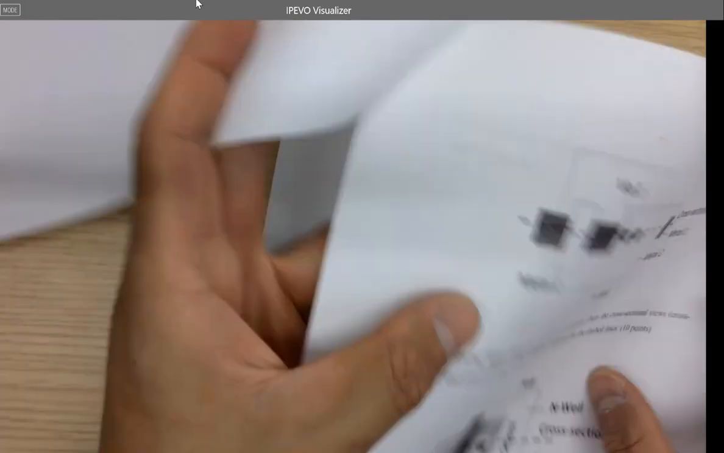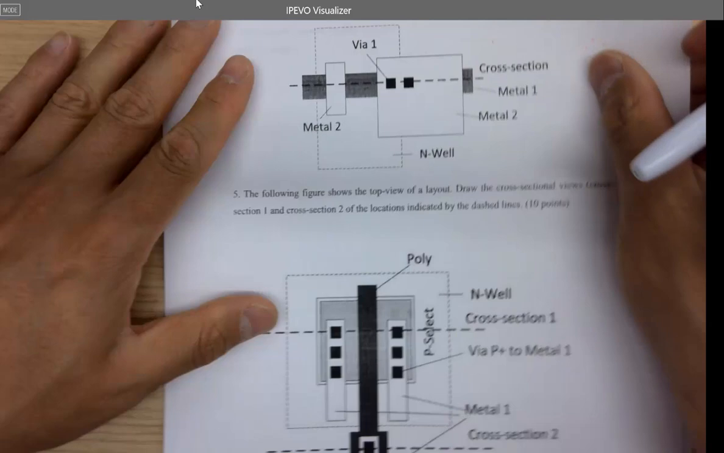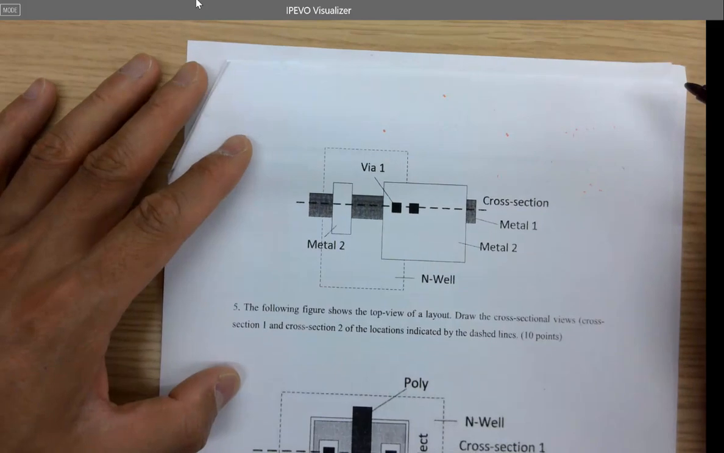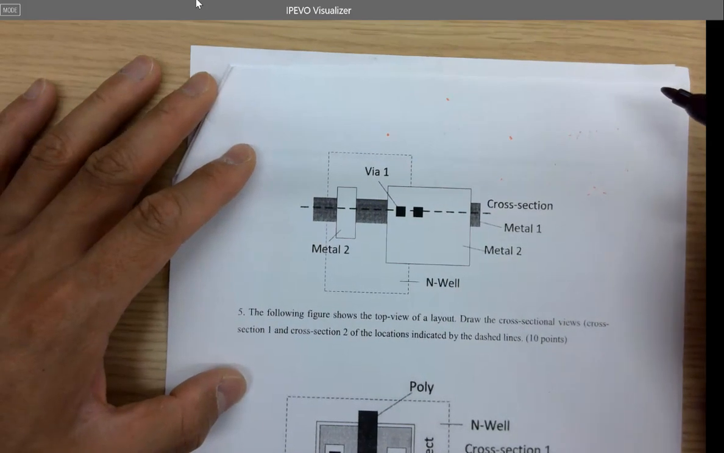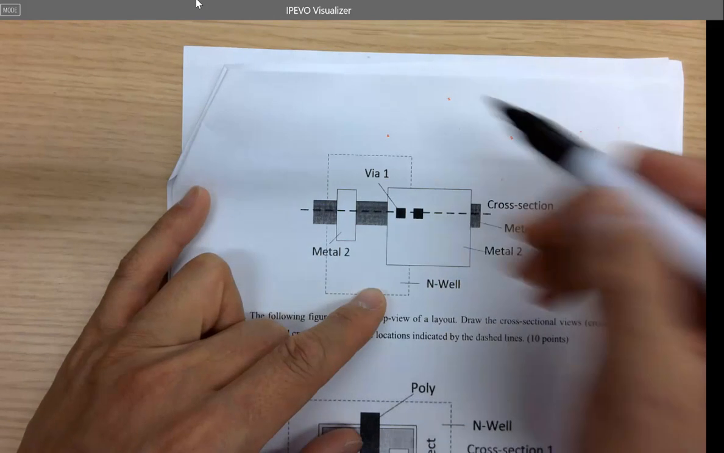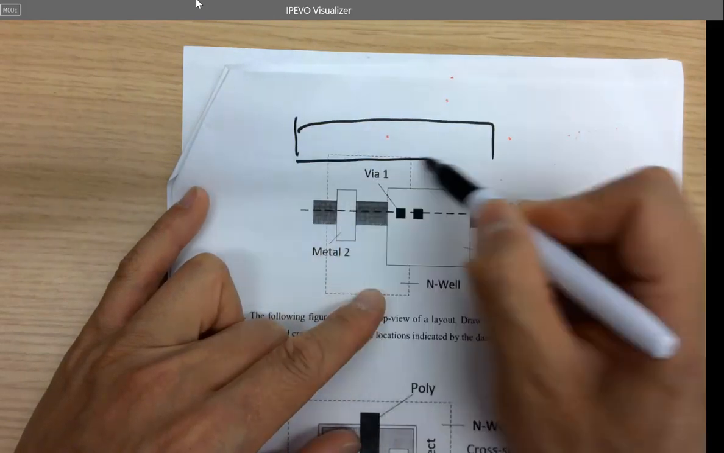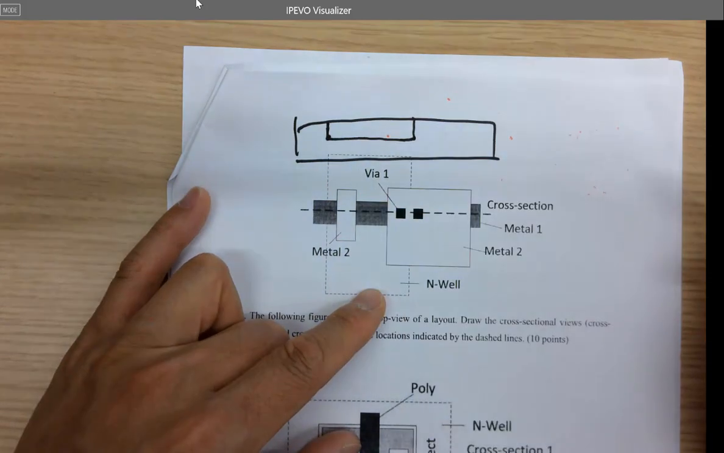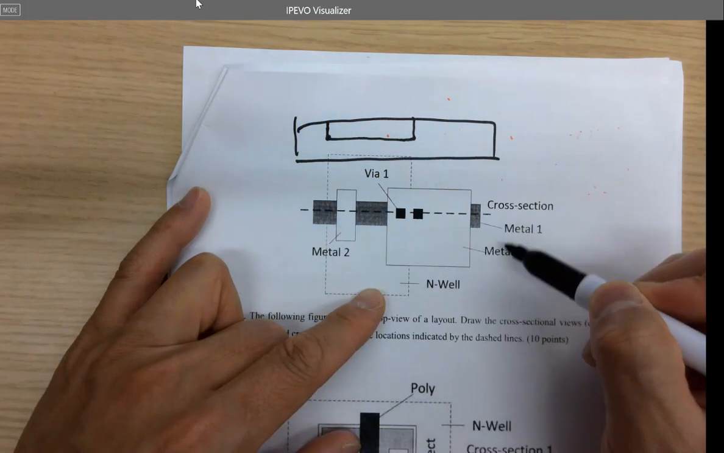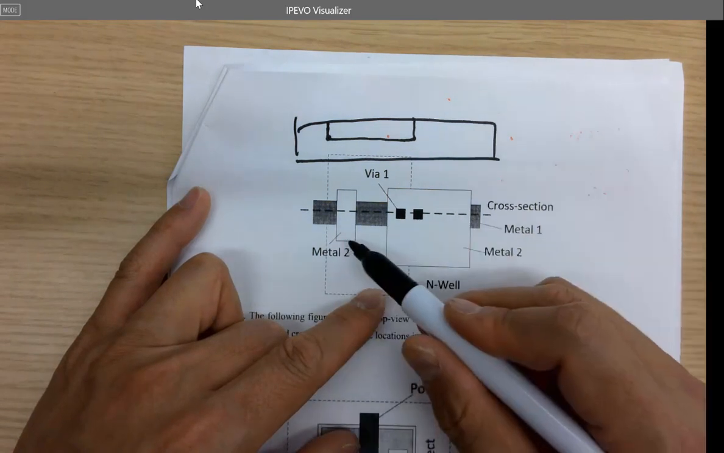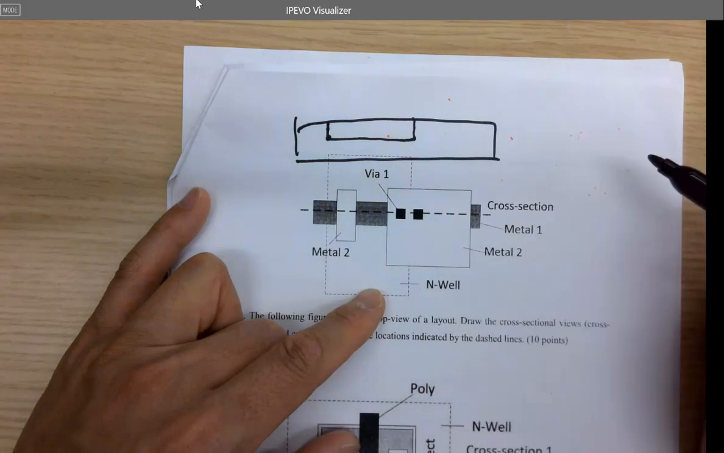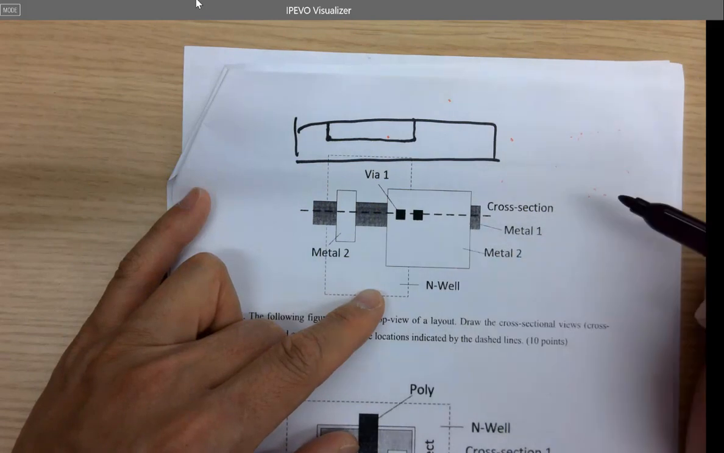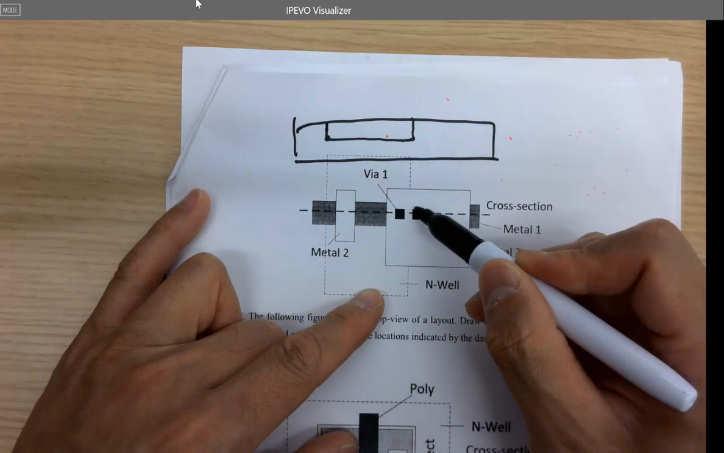This one. Okay. So this is what? N well. Draw it. Okay, so got an N well here. So that's metal 1, metal 2, metal 2. Via, do you have poly at all? No, it's just metal 1, metal 2. 2 vias. One on the top of the N well, one outside of the N well.